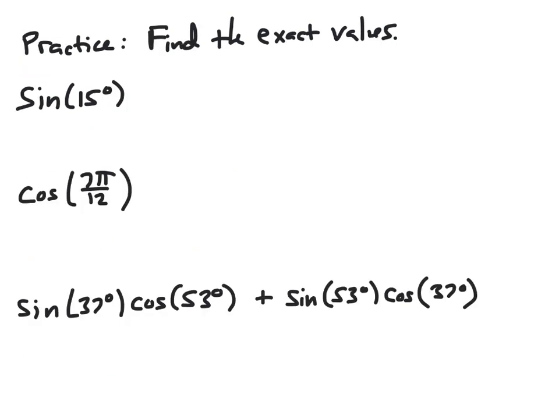If you'd like some additional practice of the examples in this video, you can try the following in finding the exact values of sine of 15 degrees, the cosine of 7 pi over 12 radians, and the sine of 37 degrees times the cosine of 53 degrees, plus the sine of 53 degrees times the cosine of 37 degrees. The answers will appear in just a few seconds.